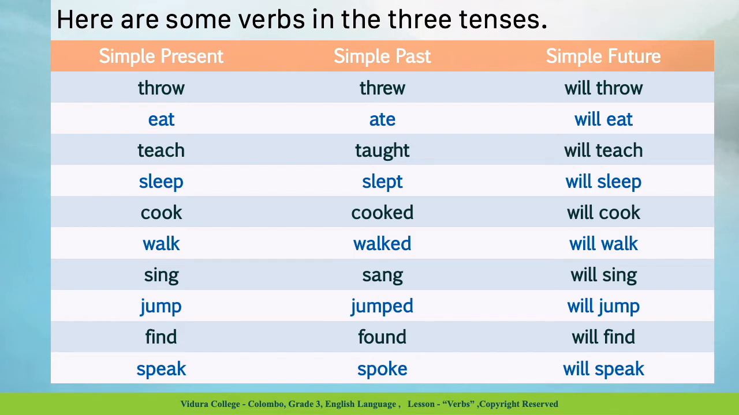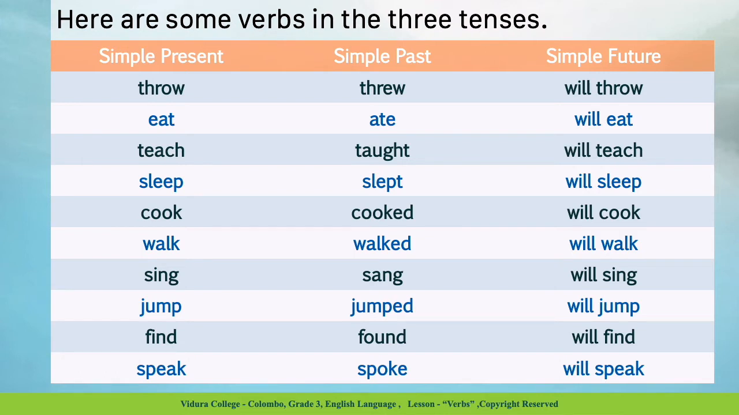Next, simple present tense verb is sing. Then simple past tense verb is sang. And simple future tense verb is will sing. Next, simple present tense verb is jump. Simple past tense verb is jumped. Simple future tense verb is will jump.